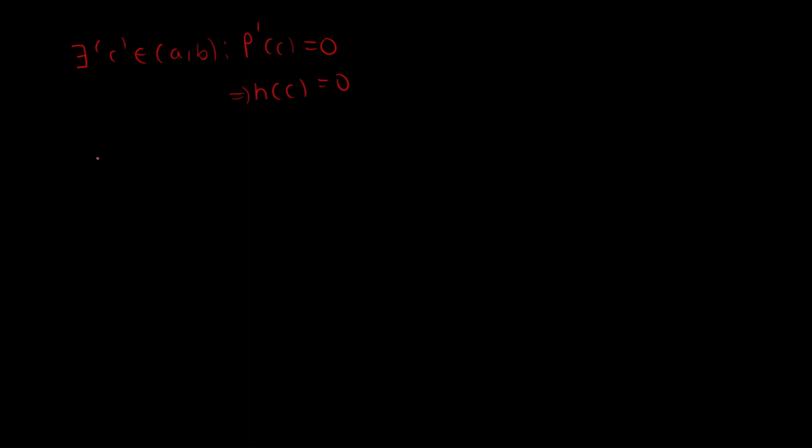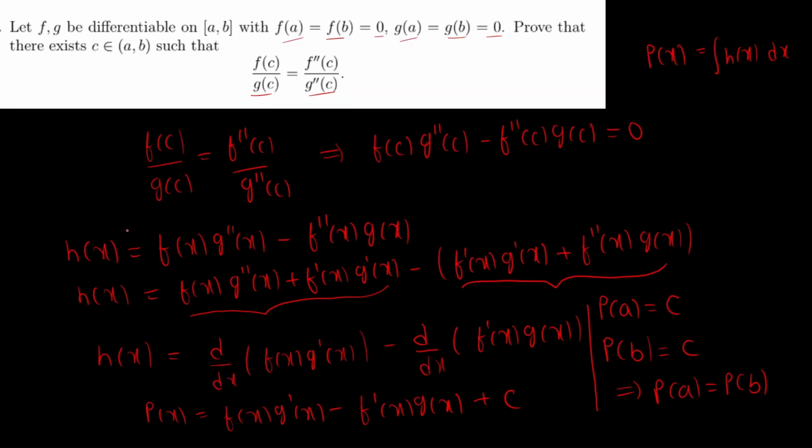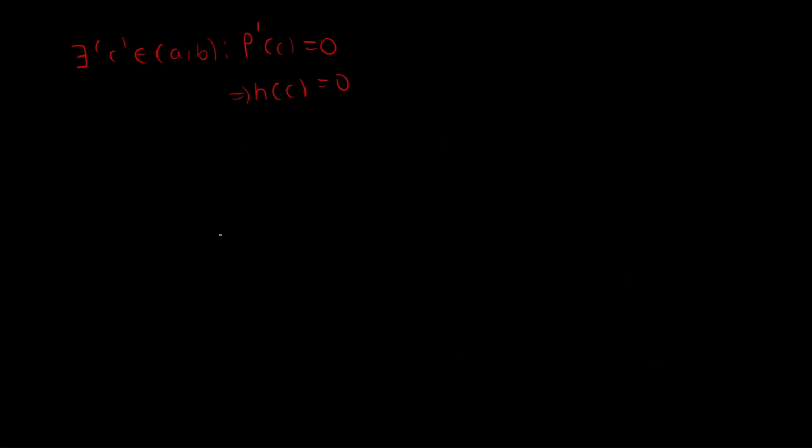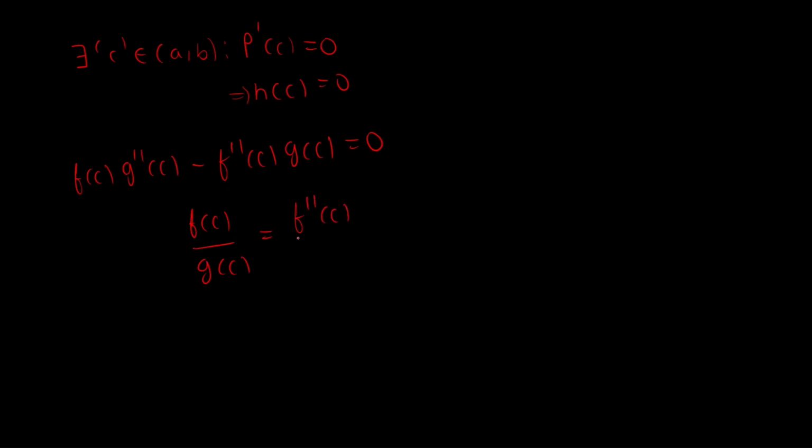Now this will again bring us back to this equation. When I put c, this LHS will vanish and I will be left with f of c into g double dash of c minus f double dash of c into g of c is equal to 0, which will give me that f of c by g of c is equal to f double dash of c by g double dash of c. This is the proof of our first problem.